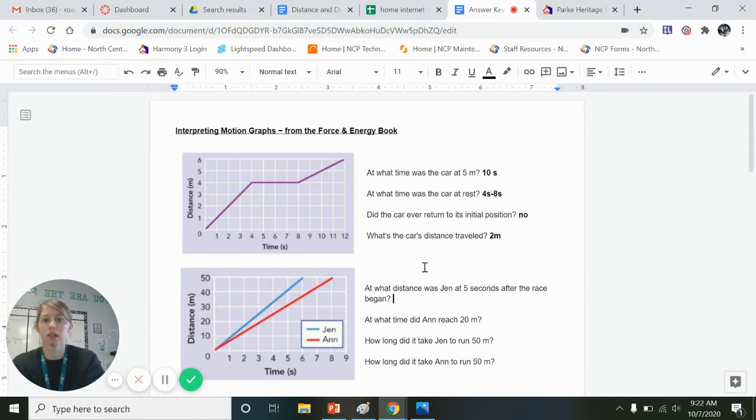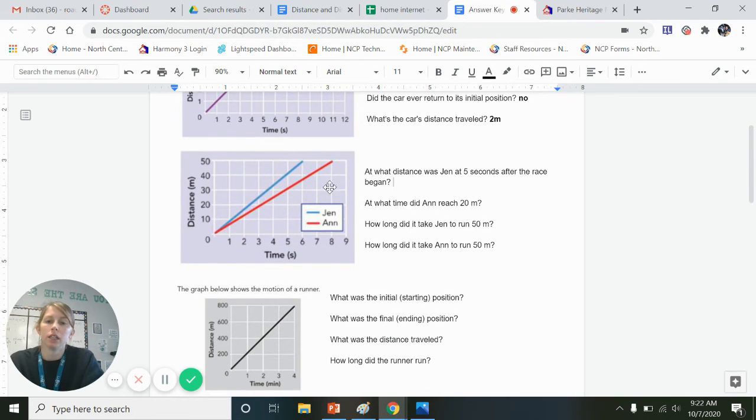that's that graph. So we're going to move on, and now we have 2 girls run a race. Maybe they're in track, and it's a 50-meter race. And it says, at what distance was Jen at 5 seconds? And so now we have to go to the 5 seconds and go up to Jen's line, and that is at 40 meters. At what time did Anne reach 20 meters? So Anne's line is red, so we go to Anne, and we go to 20 meters, and we go over to Anne's line, and that's about 3 seconds.